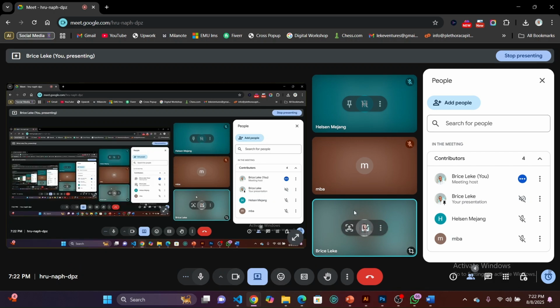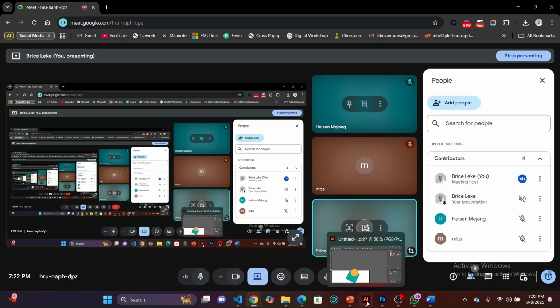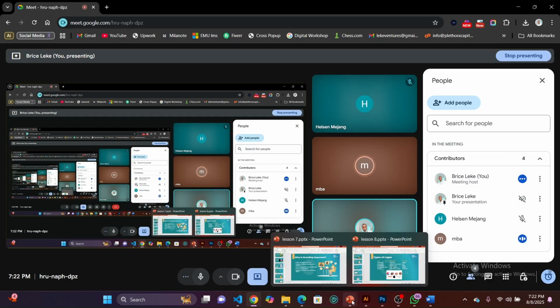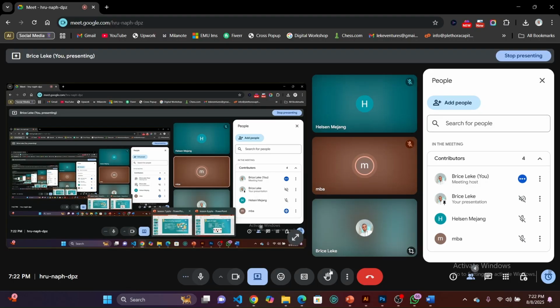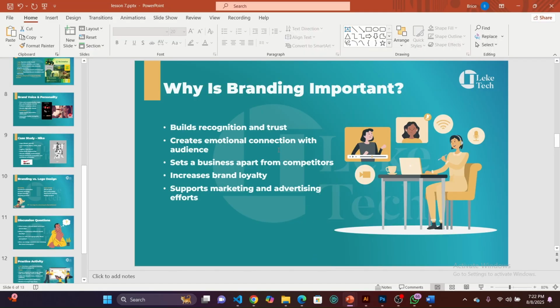Are you all seeing my screen? Are you seeing my screen? Yes, we can see your screen. We're seeing an infrared mirror. Yes, it's supposed to be like that.